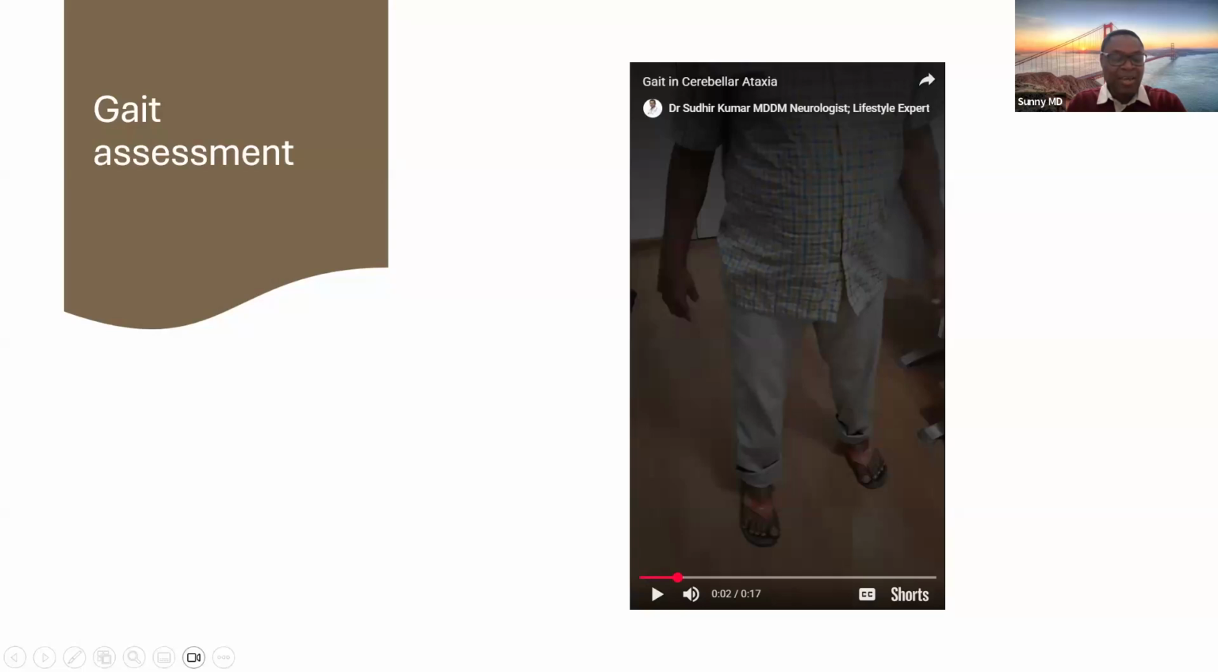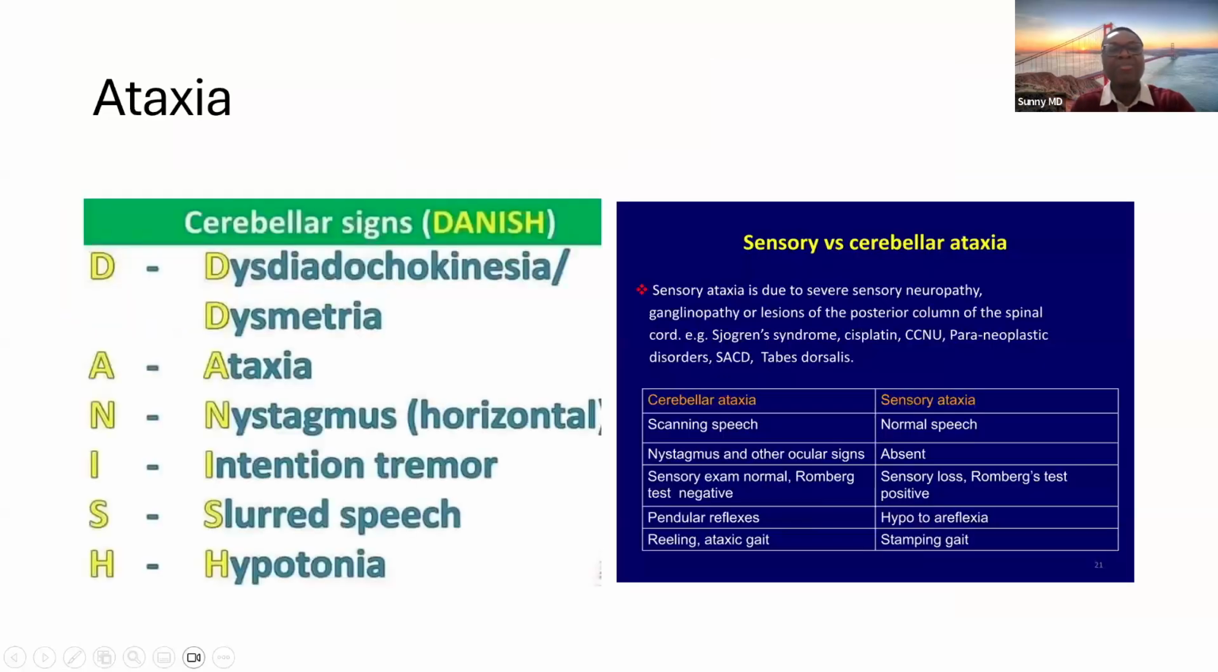But in differential diagnosis, I can see you kind of struggle initially. But if you say this is cerebellar syndrome, this patient has got most of the DANISH signs. He's got dysmetria, though you didn't do diadochokinesia, but that's not a problem. It was ataxic. He's got nystagmus. I didn't hear you search for tremor, but he's got slurred speech and hypotonia. So this gentleman has got cerebellar syndrome.